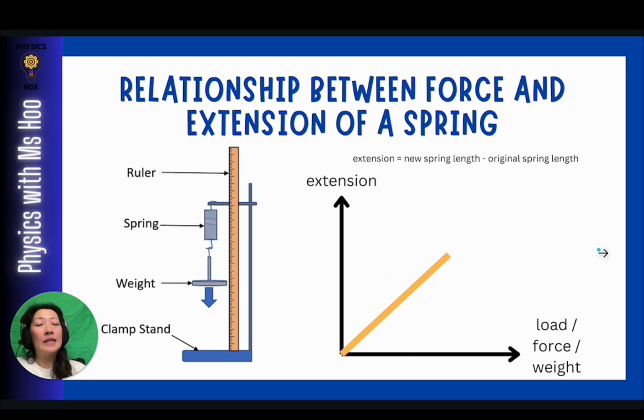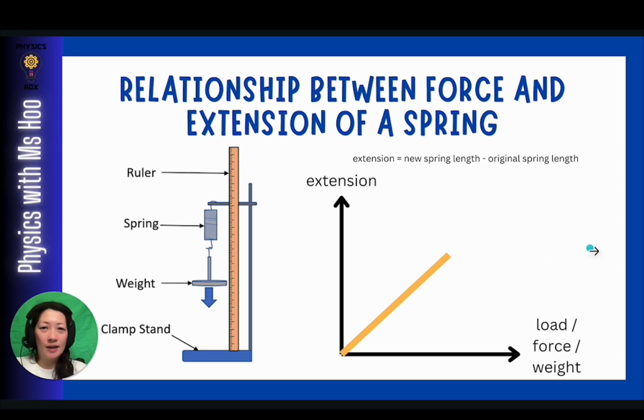So this term is known as the extension, where extension refers to the difference between the new spring length and the original spring length. That means how much extra the spring has extended by. So that's the extension. If we were to get the extension instead and put that in a graph, now we'll get a directly proportional relationship.